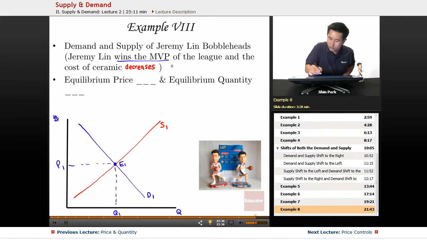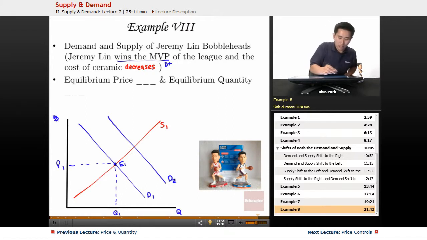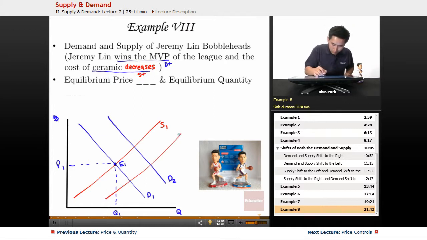So this has to do with preferences. People prefer collecting bobbleheads of people that do well. So demand's going to increase. People are going to go on eBay and purchase more Jeremy Lin bobbleheads. And let's say the cost of ceramic actually decreases. Again, that's going to be a supply issue, and that's good for the supplier. Supply actually will increase because the cost of an input goes down. So supply increases here. So that's E2.